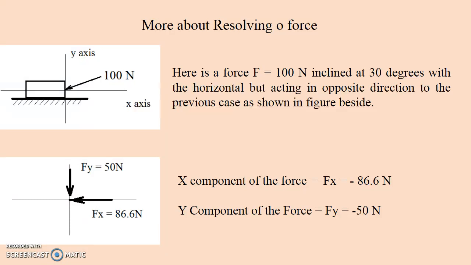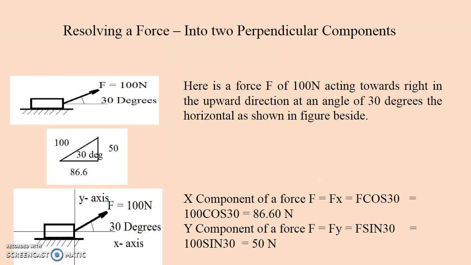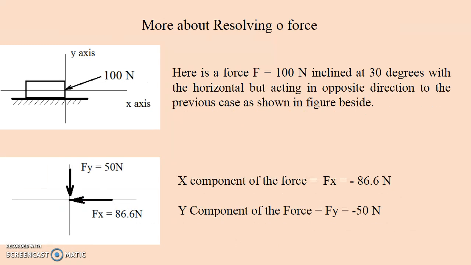This is another case where a block is acted upon by a 100 Newton force inclined at 30 degrees but in the opposite direction to the previous case. Let us see what happens to its components in the x and y direction. If you resolve this force, the x component is 100 cos 30 and the y component is 100 sin 30. This is 86.6 newtons for the x component and 50 newtons for the y component.